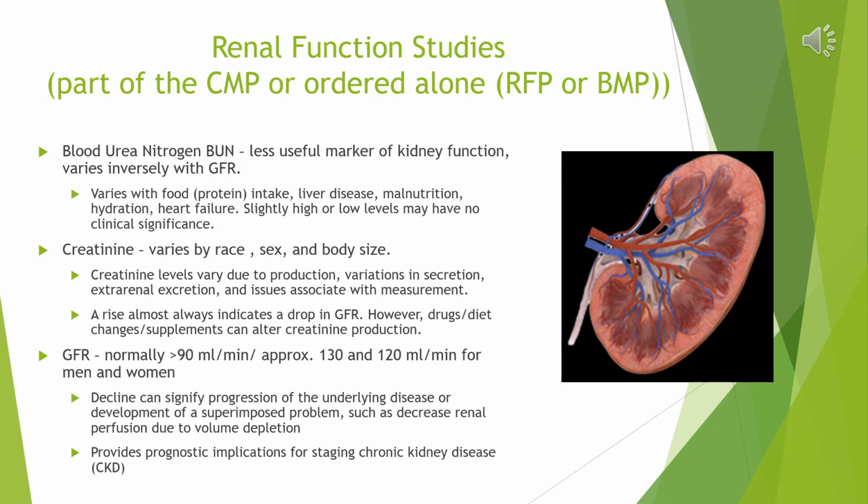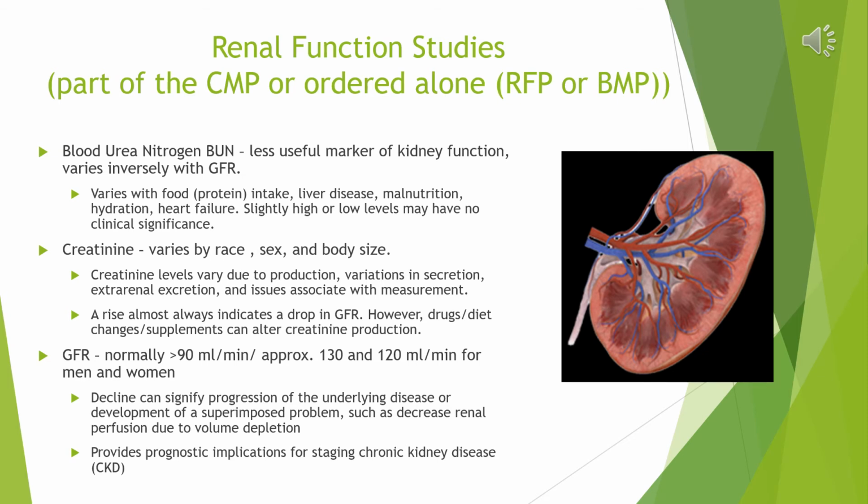All right, so this is the renal portion of a CMP. It's going to come in your CMP, or you can order it alone in a renal function panel that'll also include a lot of those electrolytes. So the BUN, this is a less useful marker for kidney function, and it can vary inversely with GFR. It varies with a patient's food intake, nutritional level, liver disease, hydration, and then you'll see it vary in heart failure. Slightly high or slightly low levels may not really have any kind of clinical significance.